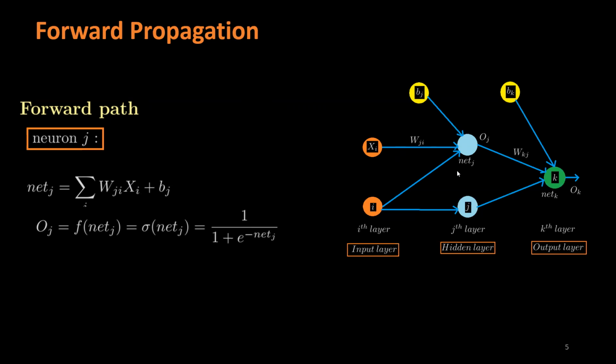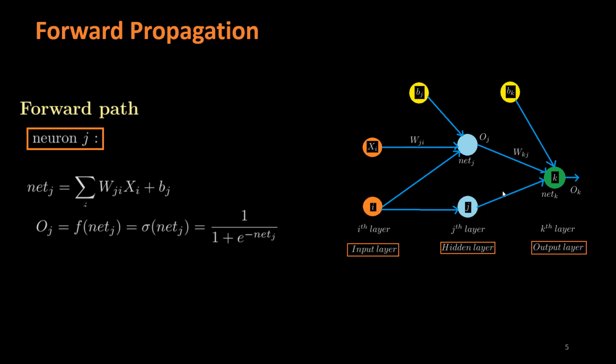After calculating net j, what is oj? oj is the activation function of net j. If we are using a sigmoid as the activation function, oj is the sigmoid of net j. According to the equation of sigmoid, it is 1 over 1 plus e raised to the power minus x. Since here we are calculating the sigmoid of net j, instead of x we have net j. So this is the equation for the neuron present in the hidden layer, which we obtained in going forward.